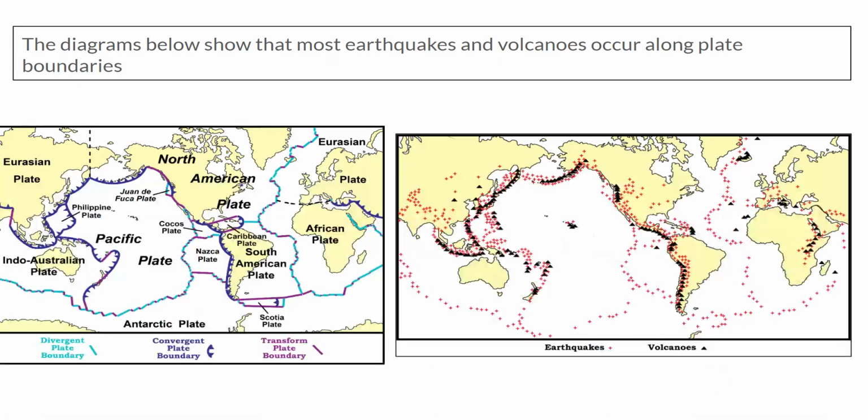Now, let's put everything together. The diagrams below show where most earthquakes and volcanoes happen, right? And if you compare these two diagrams, you'll notice that most volcanoes and earthquakes of the world happen where the plate boundaries are, where the plates are moving either towards each other, away from each other, or sliding past each other. And this diagram also shows where my divergent boundaries are, where my transform boundaries are, and where my convergent boundaries are.